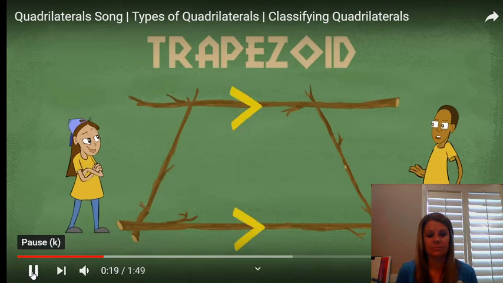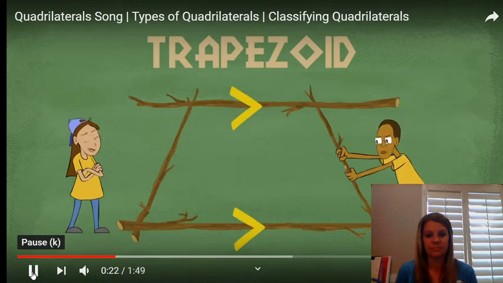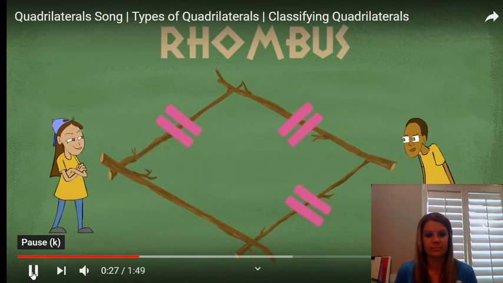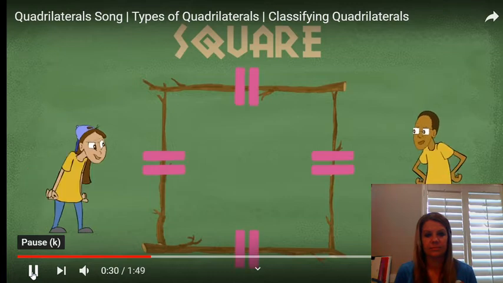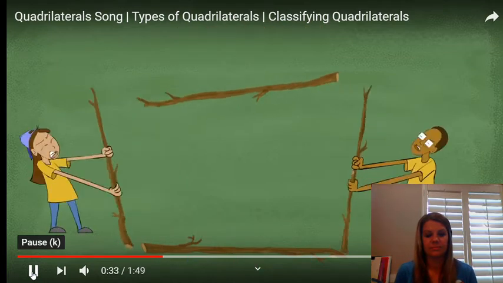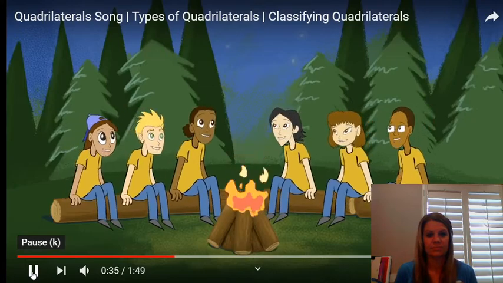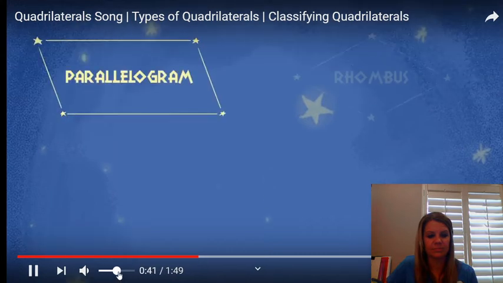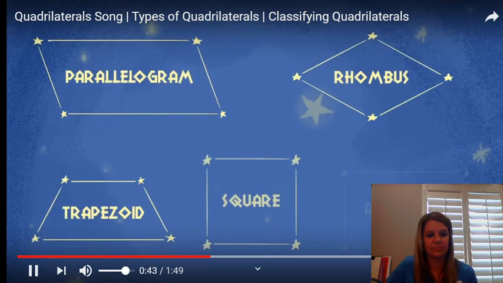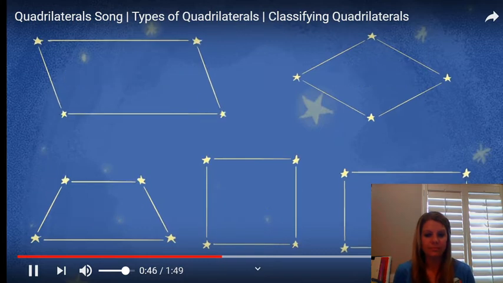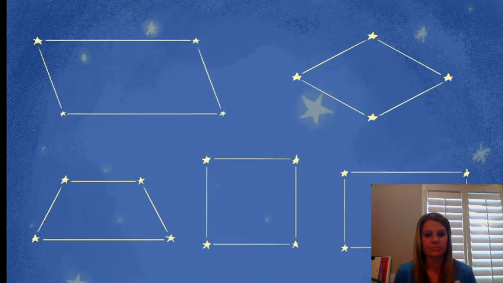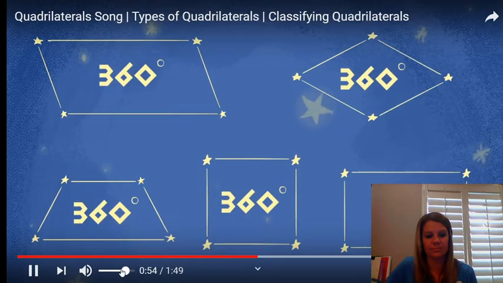Trapezoids only have one set at a time. A rectangle has 4 right angles. A rhombus has 4 sides that are equal. Squares have 4 equal sides and 4 right angles. Quadrilaterals have 4 sides and 4 angles. Parallelograms, rhombuses, trapezoids, squares and rectangles. And if you add the angles inside each of these, there will be 360 degrees. You don't need to know that yet.